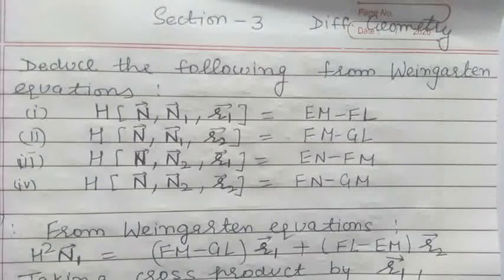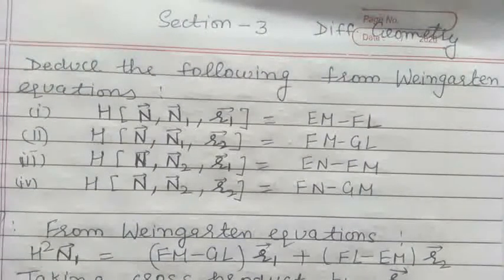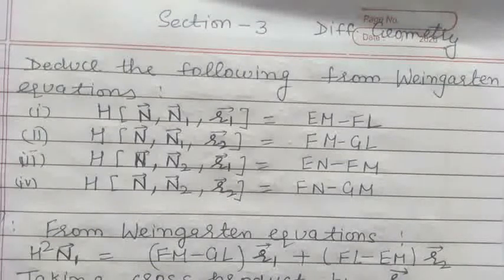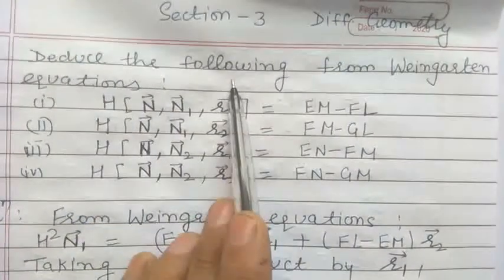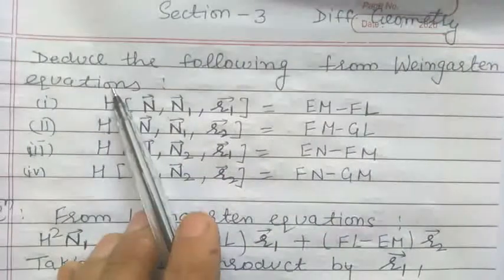Good morning, students. Yesterday we discussed Weingarten equations regarding the derivatives of the normal unit vector to a surface. Today we will discuss some problems based on Weingarten equations. So the first problem is: deduce the following from the Weingarten equations.